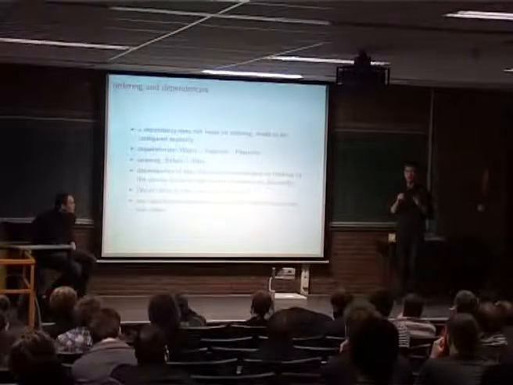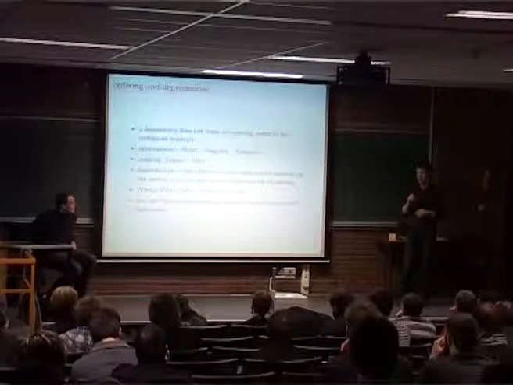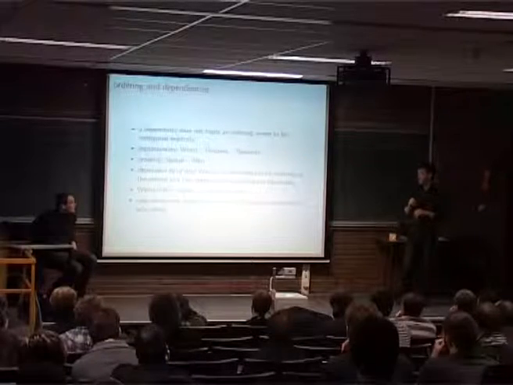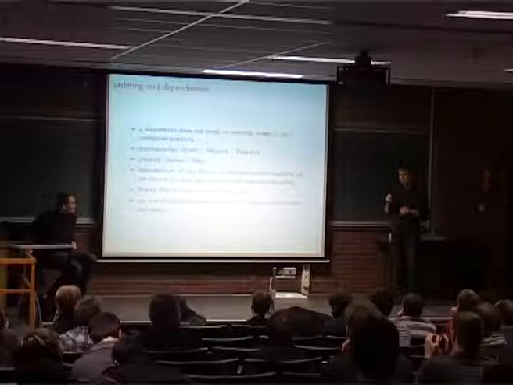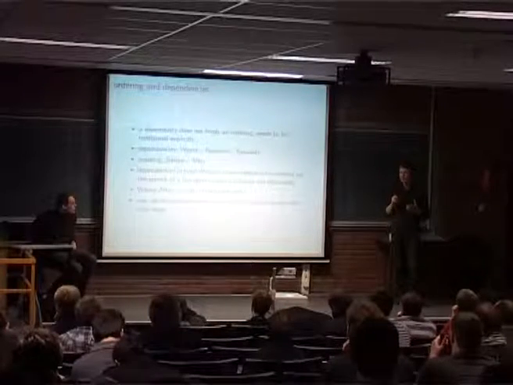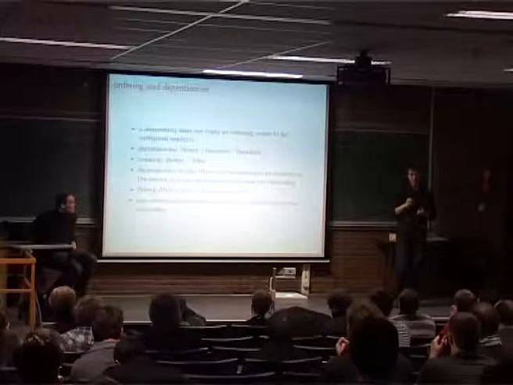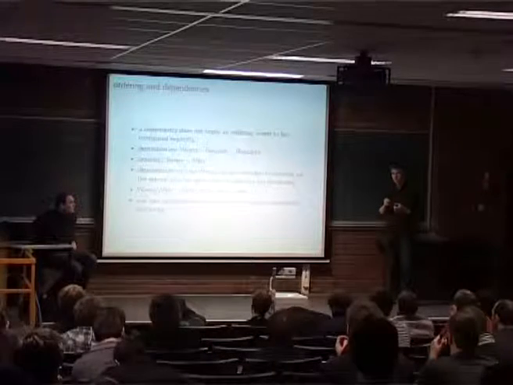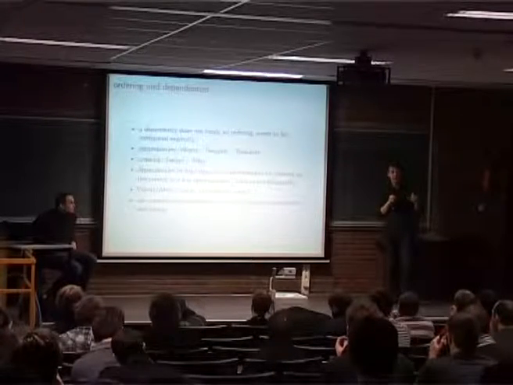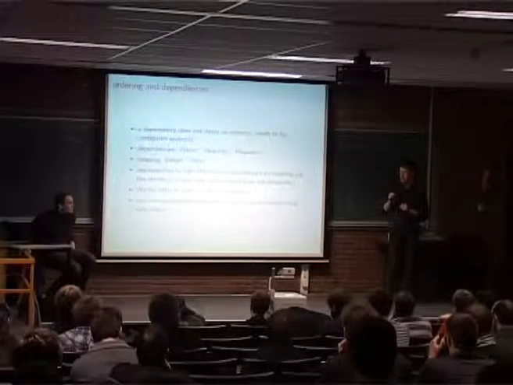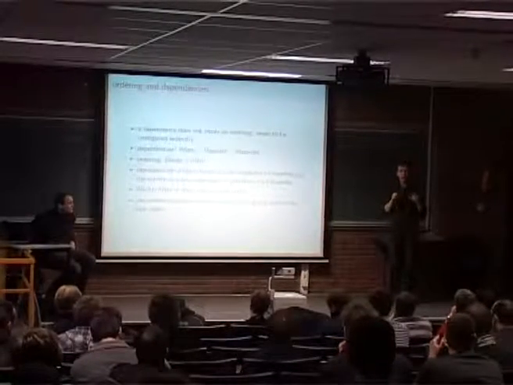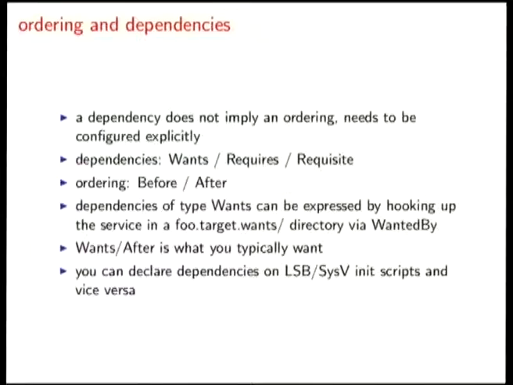And after is probably mostly what you want as a writer of a systemd file. And the really cool thing here is, as Tolle already said, System V init scripts are just another configuration source for systemd, it parses the LSB header. I'm going to show it quickly later on. What you can do is declare dependencies between all of them.